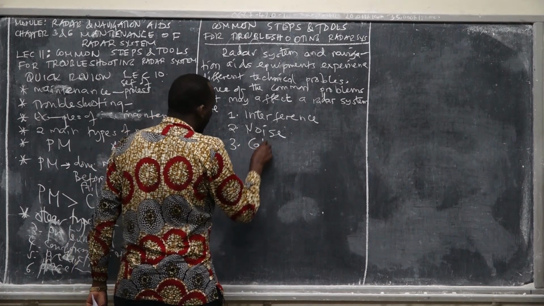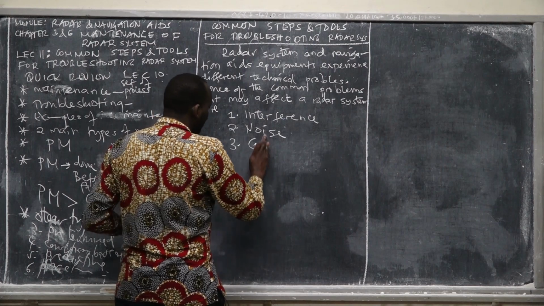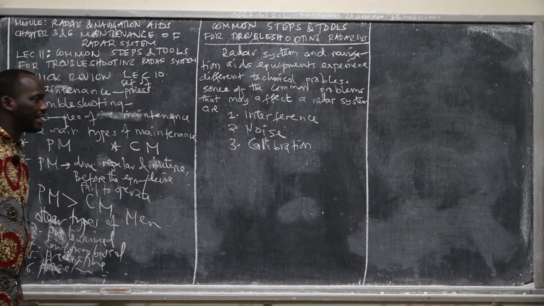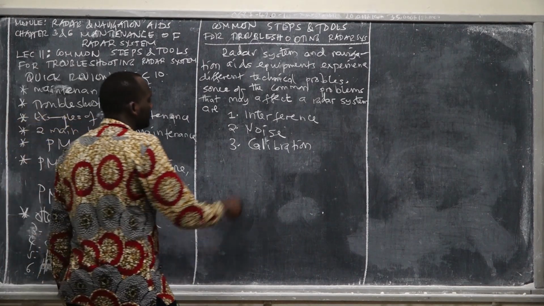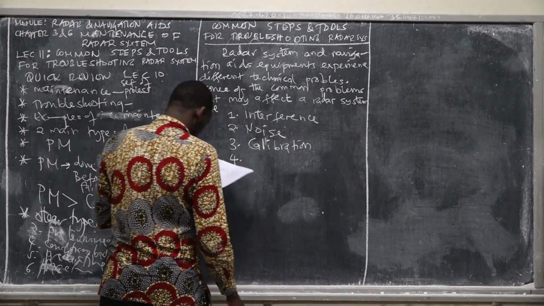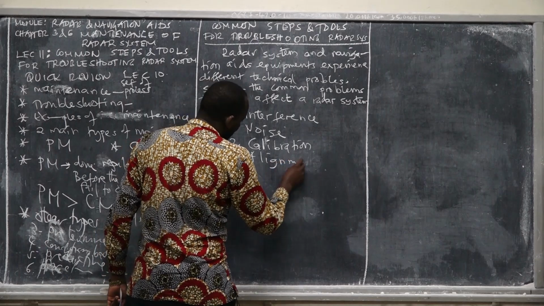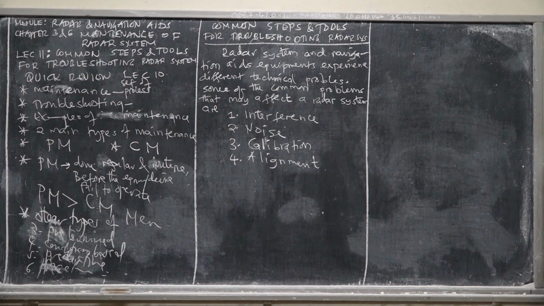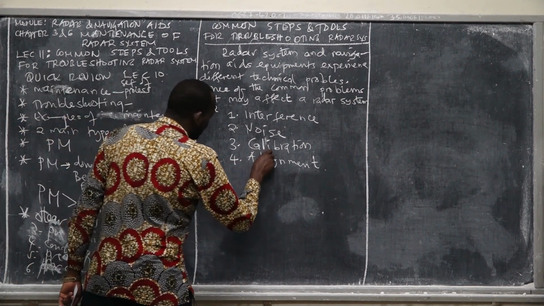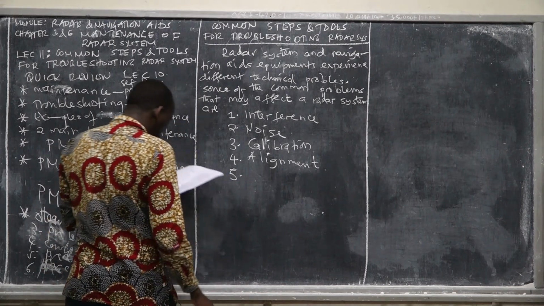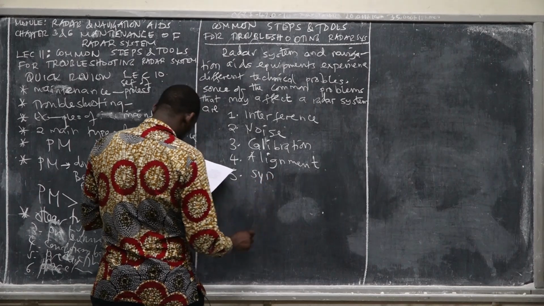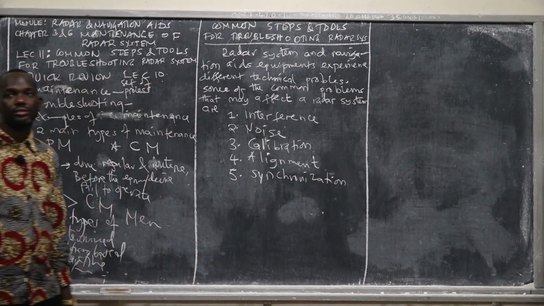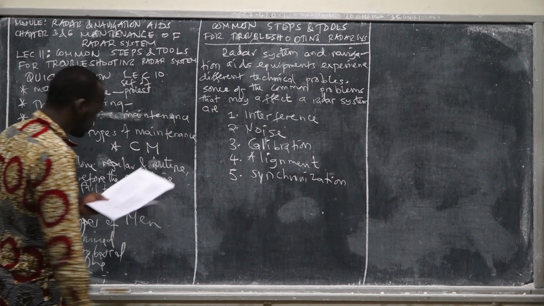Then the third common problem is called calibration. The radar system might have a problem of calibration. Say calibration. Ask your neighbor, are you calibrated or not? Then the fourth common problem is called alignment. Say alignment. So it means that a radar system may have common problems of alignment. Then the fifth common problem is called synchronization. Say synchronization.